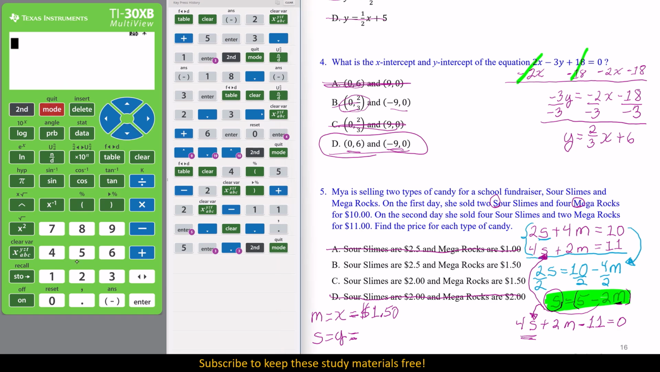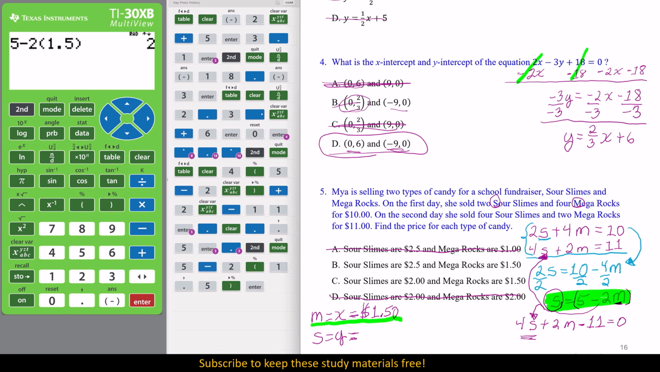Second mode. Okay. 5 minus 2. And we are substituting in the M. We go back here to our key, and that's 1.5 close, and then push equal. It's $2. And that gives us option C. And let's mark out B.